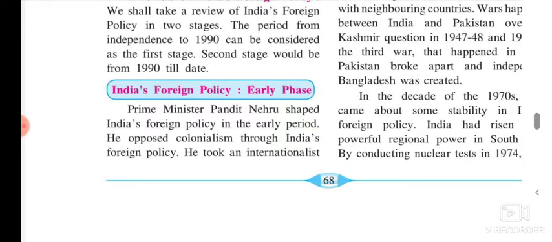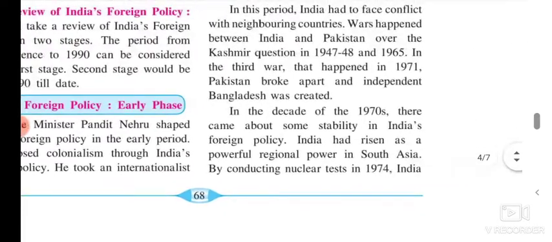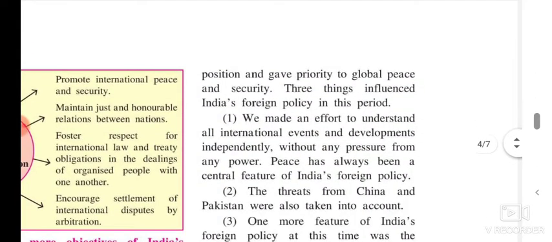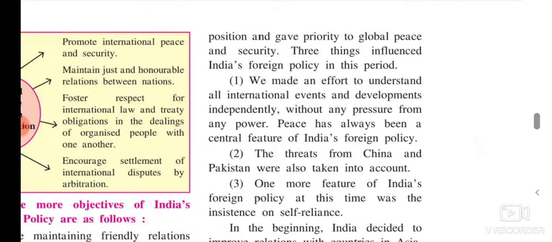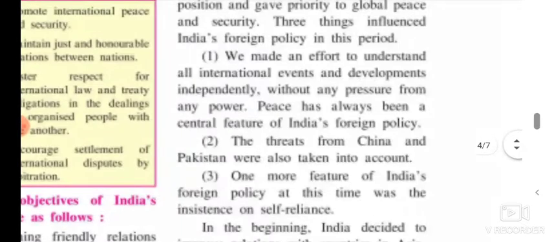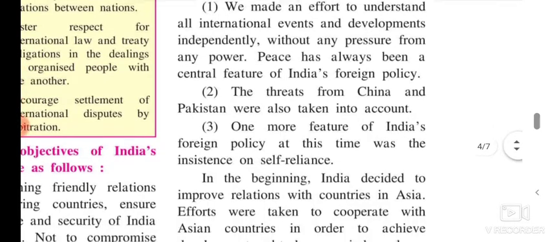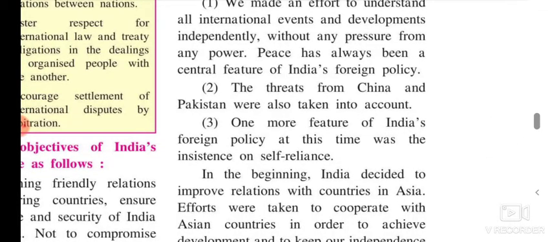First, Prime Minister Pandit Nehru shaped India's foreign policy in the early period. He opposed colonialism through India's foreign policy. He took an internationalist position and gave priority to global peace and security. Three things influenced India's foreign policy in this period. First, we made an effort to understand all international events and developments independently, without any pressure from any power. Peace has always been the central feature of India's foreign policy. The threats from China and Pakistan were also taken into account. One more feature of India's foreign policy at this time was the insistence on self-reliance.